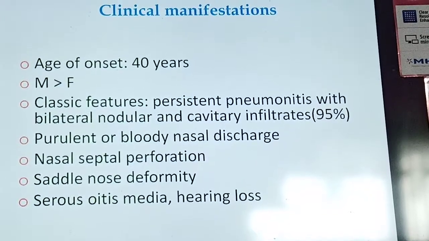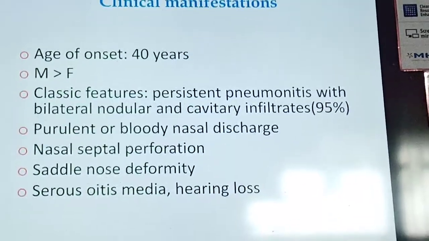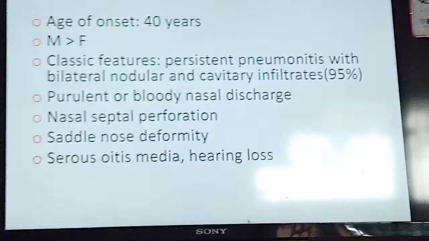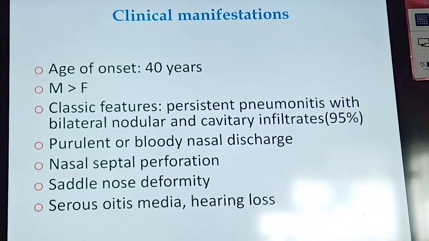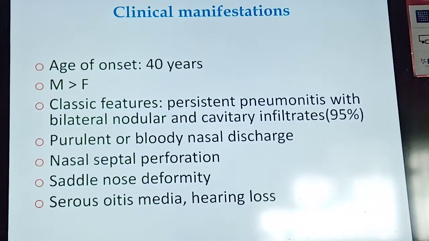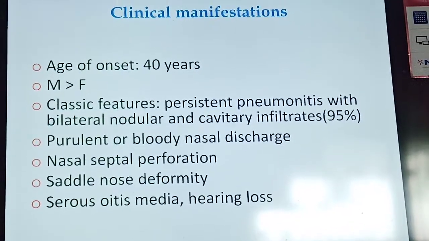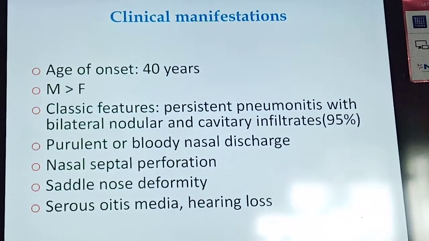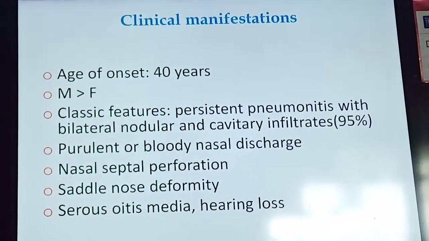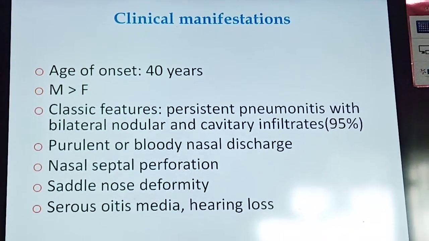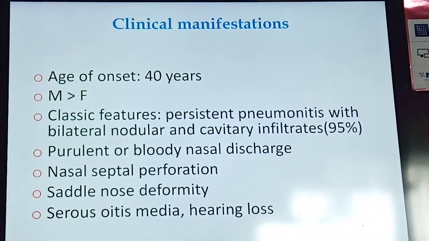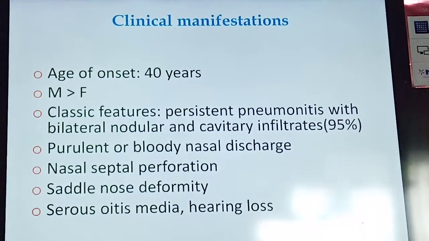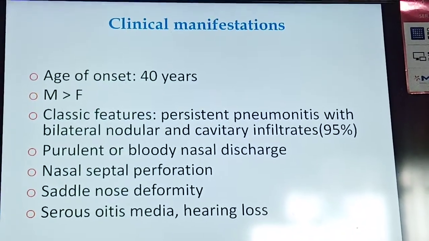Clinical manifestations usually involve an age around 40 years. Males are predominant over females, and classical features include persistent pneumonitis with bilateral nodular and cavitary infiltrates that may be seen in 95% of cases. Purulent and bloody nasal discharge, nasal septal perforation, saddle nose deformity, serous otitis media, and hearing loss may occur.